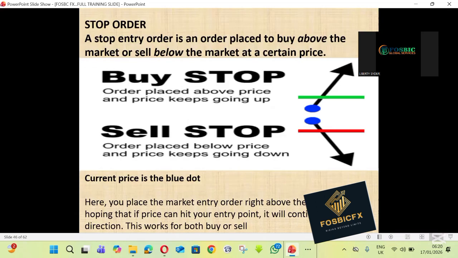Now this is stop order. A stop entry order is an order placed to buy above the market or sell below the market at a certain price. This one is just straightforward. A buy stop simply means an order placed above price, and price keeps going up. Look at this blue circle, it is where the market starts from. But from your analysis, you believe that this market will continue going up. So you just place your buy stop in front of it. As the market is going up, the market will just pick your order and continue going up and you're making profit. Very simple. The opposite of this is a sell stop.